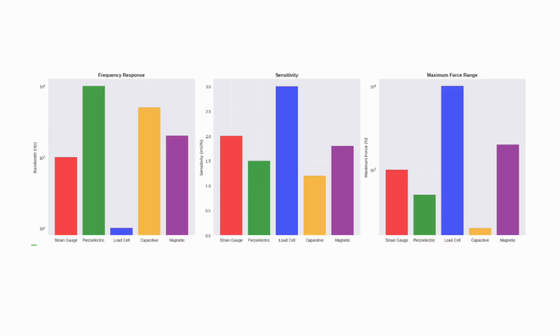The frequency response, sensitivity, and maximum force range. This is a comparative analysis that I also conducted between strain gauge and all these load cells, etc. So you can look into this and see how these differentiators in terms of bandwidth, sensitivity, and maximum force occur in reality.